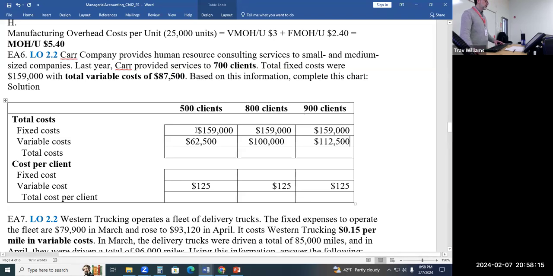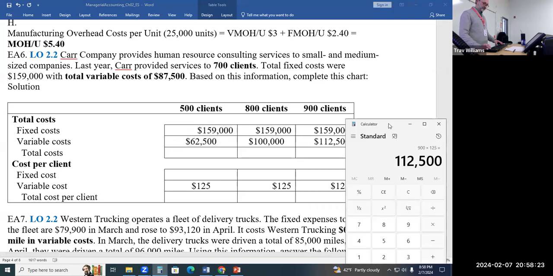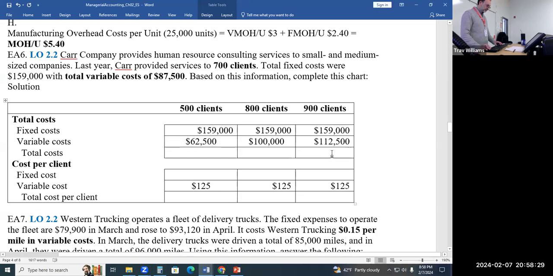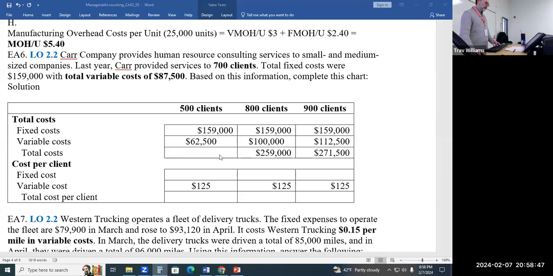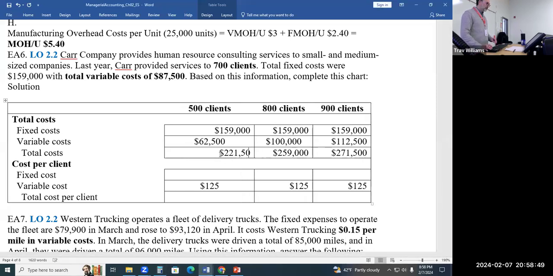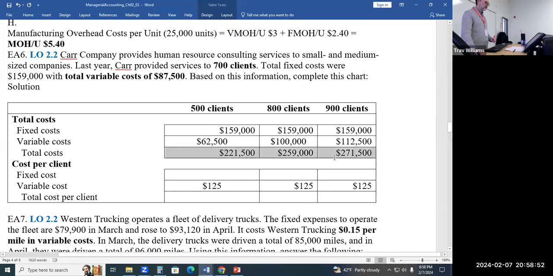Okay, so now that we know at every level of production our fixed costs and our variable costs, how do we get our total costs? We add them, exactly. Okay, so I'll just fill these in here. Okay. Now that we have our total costs, let's move on to the next section.